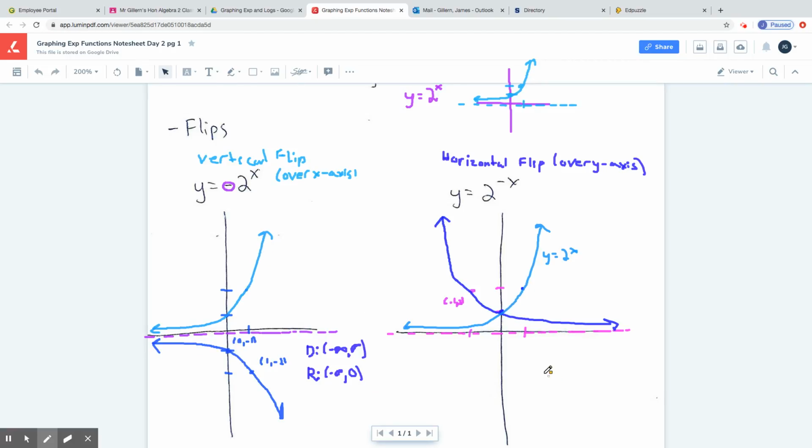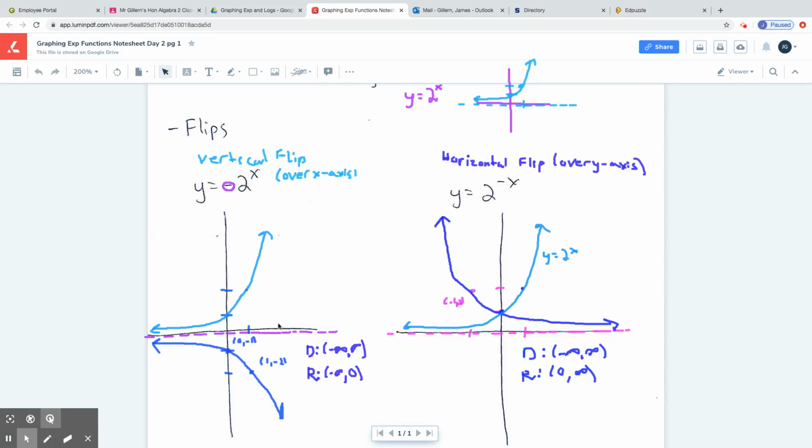Notice it's still above the x-axis, which means, let me change colors, the domain of y equals 2 to the -x is always, for all these, -infinity to infinity. The range, since everything is above the horizontal asymptote, which is 0, is 0 to positive infinity. So when a negative is out front, that is a vertical flip. We flip it over the x-axis, which just means you're changing the sign of the y's. When you do a horizontal flip, you're flipping it over the y-axis, which means you're just changing the sign of the x. The y coordinates are staying the same.